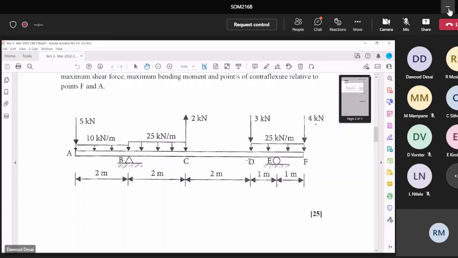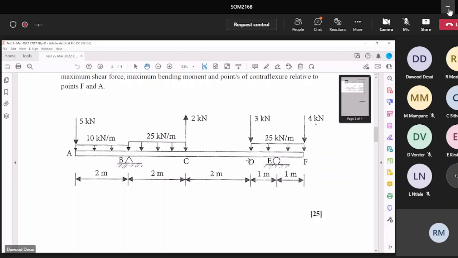So we start on the left-hand side. The first force is 5, so of course you go 5 down. Remember, you choose your scale here: 1 centimeter is 3 Newton, or 1 centimeter is what? From A to B, you have a UDL. You are already 5 down. 10 times 2 is 20, so you go 20 down. Minus 20 plus minus 5 is minus 25, so you go down to that.